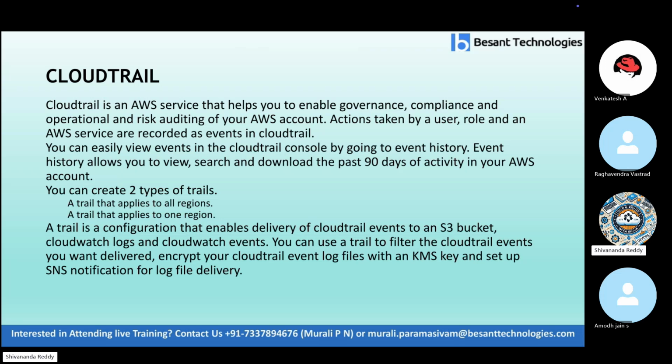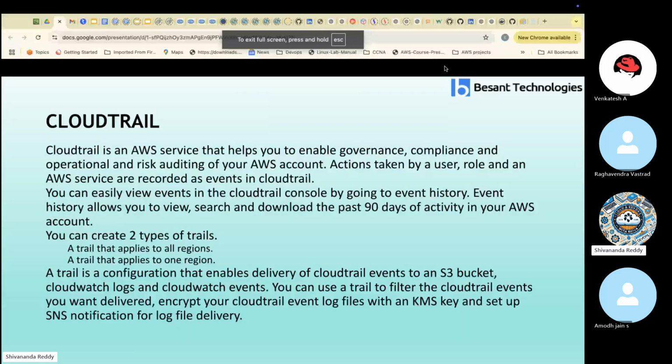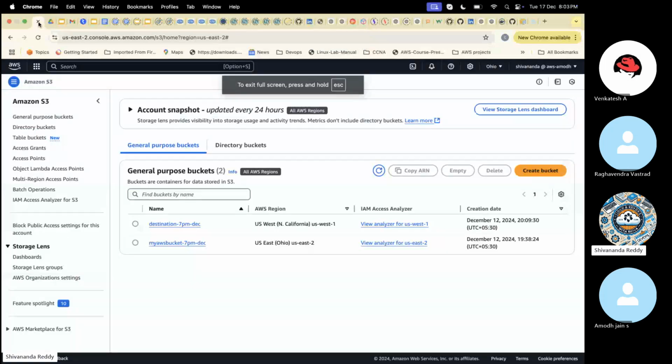CloudWatch logs and CloudWatch events you can use to filter CloudTrail events. You can encrypt your CloudTrail event log files with a KMS key and set up SNS notification for the log delivery. Like this, multiple options are there. Okay, let me first go to the CloudTrail console. Then let me explain.